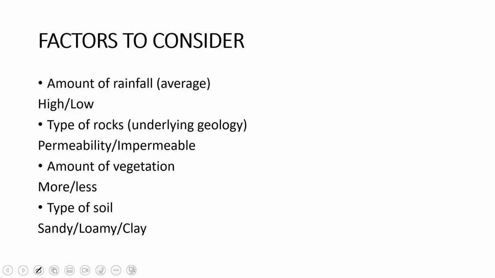Lastly, I'd love you to look at the type of soil. Now, if you've got sandy soil, you are obviously going to get more water absorbed because the soil is sandy. However, it goes from sandy, to loamy, to clay. In clay, the particles are compact and very, very close together and do not allow water to penetrate and infiltrate. So if the soil is clay, you'll have less infiltration and more runoff.